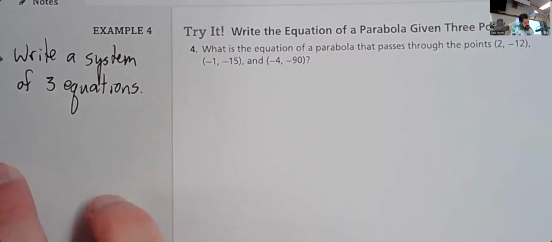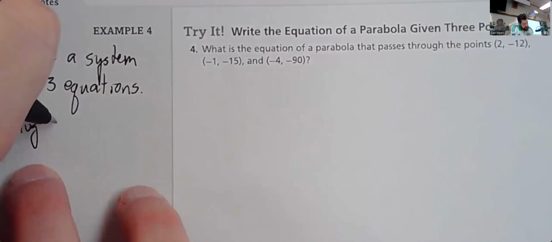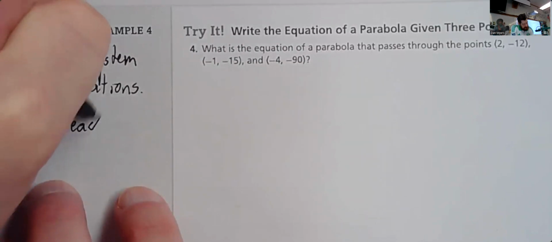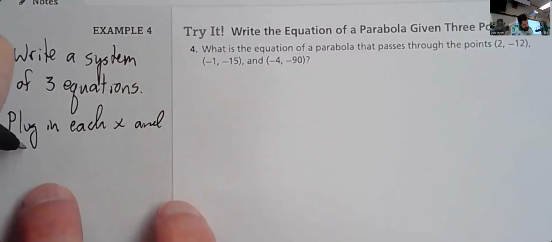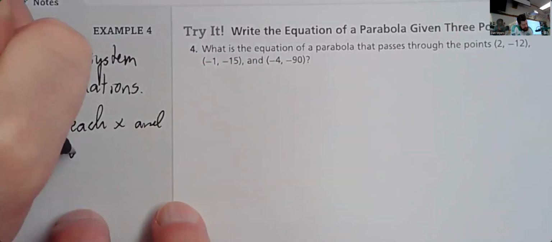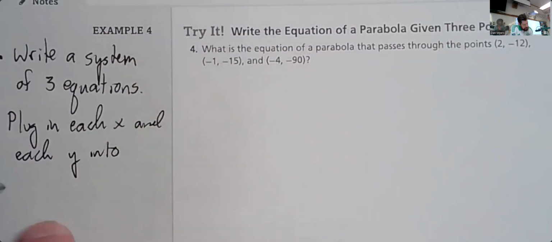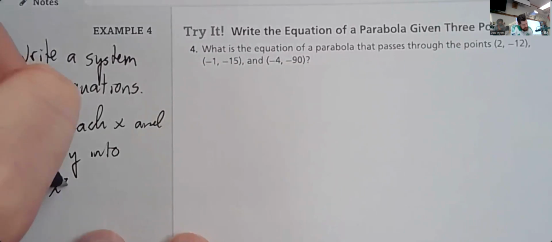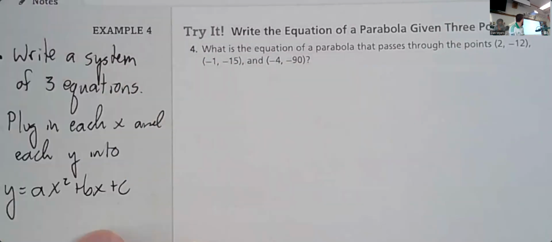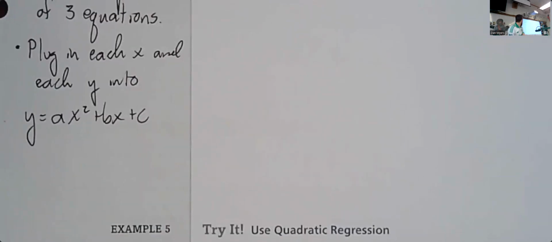So the directions here say write a system of 3 equations. We are going to plug in each x and each y into y equals ax squared plus bx plus c. Once we do that with all 3 points, we will have a system of 3 equations, and then we'll be able to work through and solve our system.